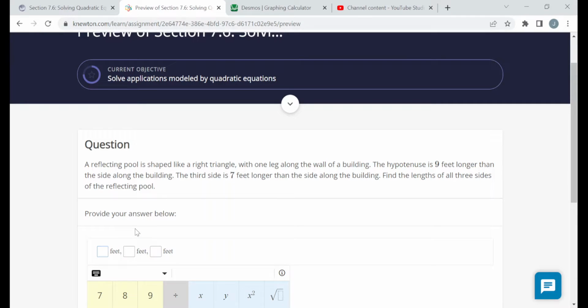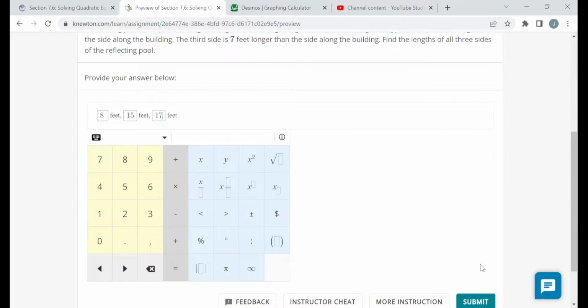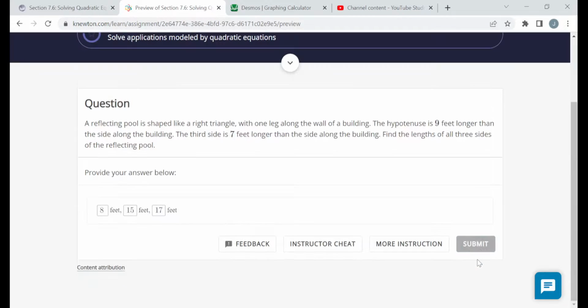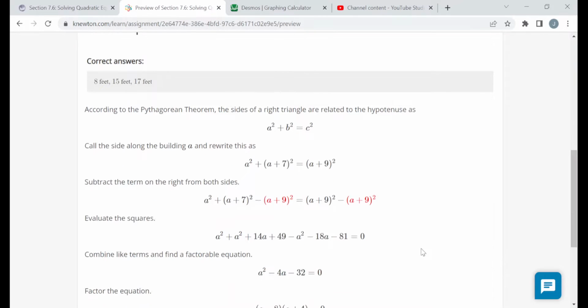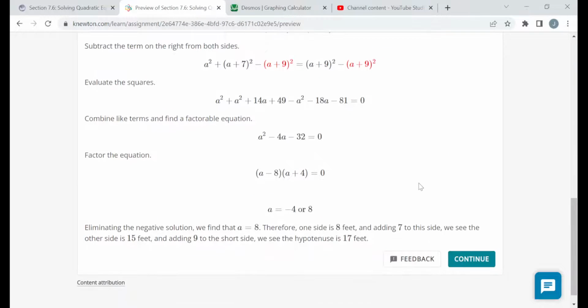So the side against the wall, 8 feet. That other leg, 15 feet. The hypotenuse, 17 feet. And that should be good. Great. And they might draw a little picture down here. I don't know. No, they didn't draw a picture at all. Drawing pictures never hurts. But yeah, the key was the fact that you're working with a right triangle, so the Pythagorean theorem should apply if you need it, which it was needed here.